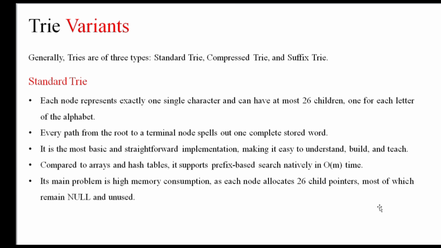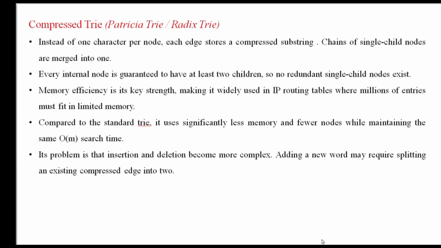Every node makes space for 26 pointers. Even if we don't use them, most of these spaces stay empty, so a lot of computer memory is wasted. The second type is the compressed trie.